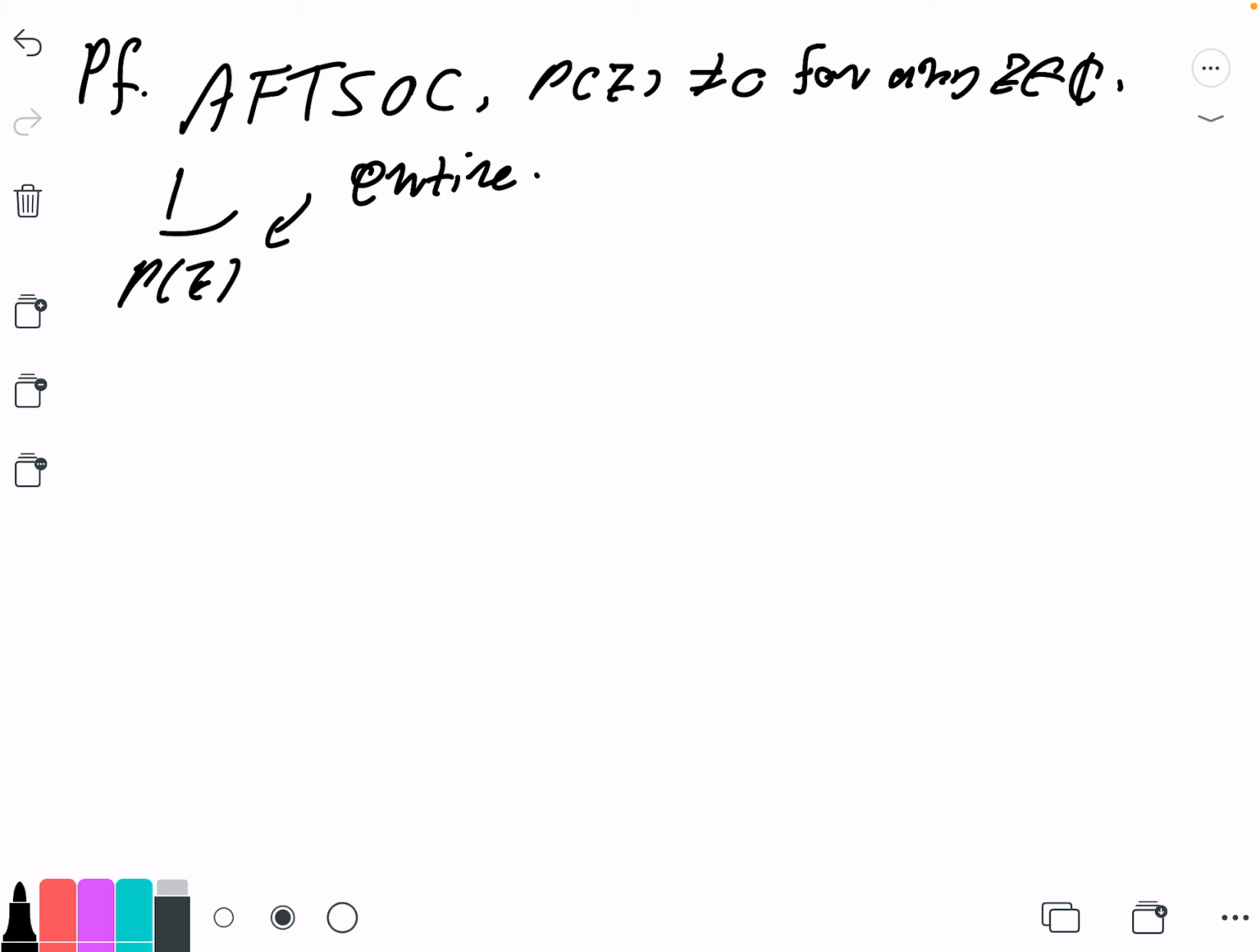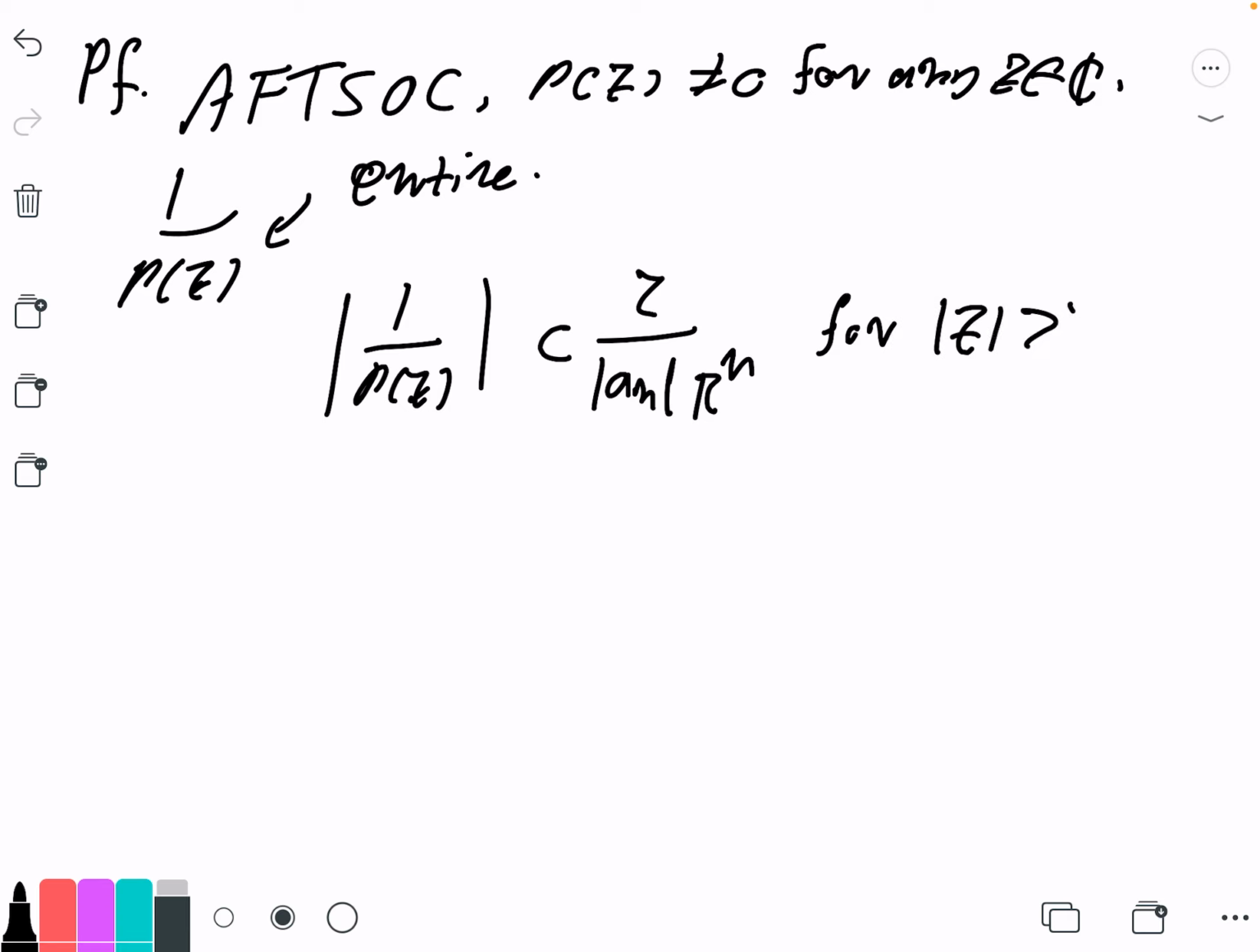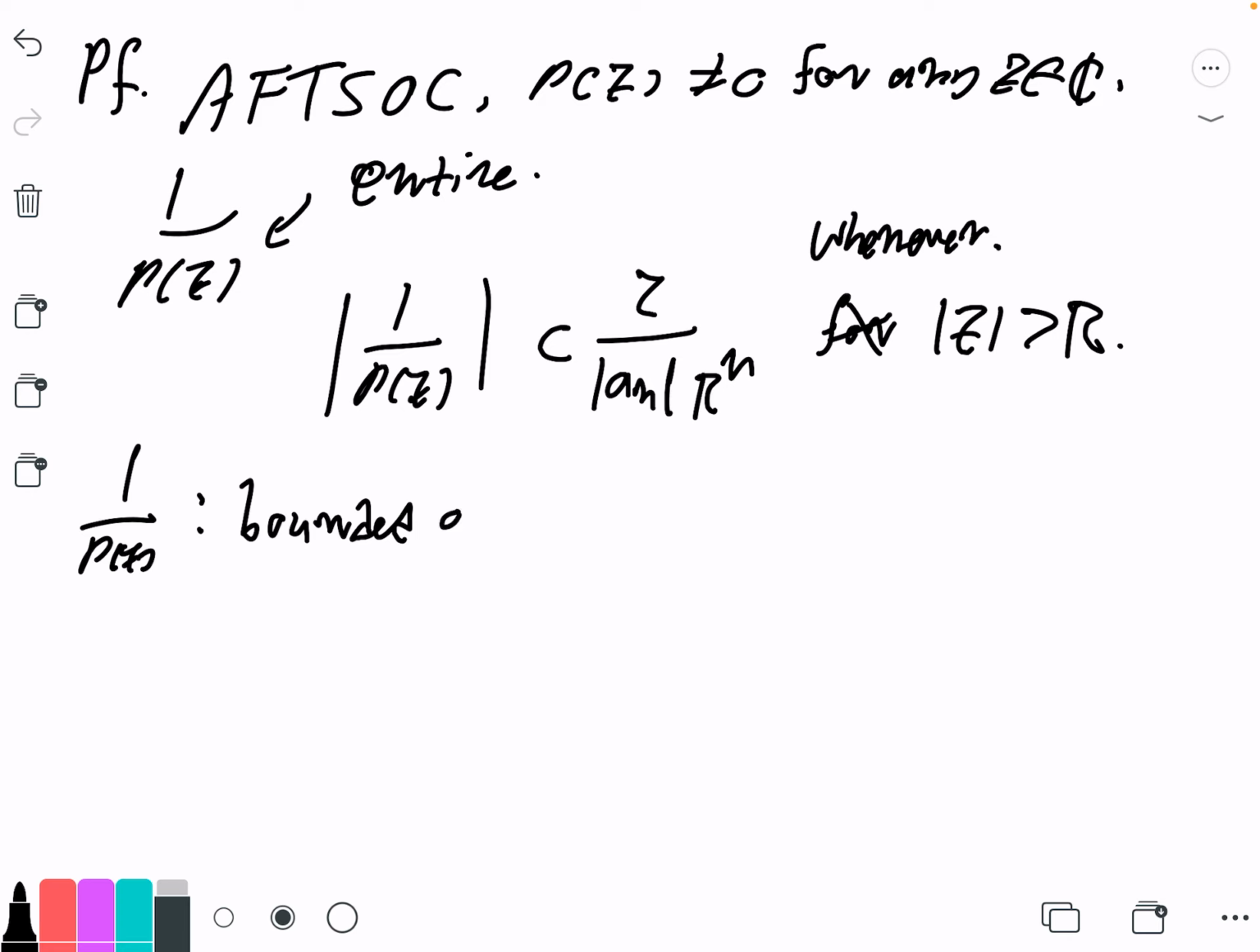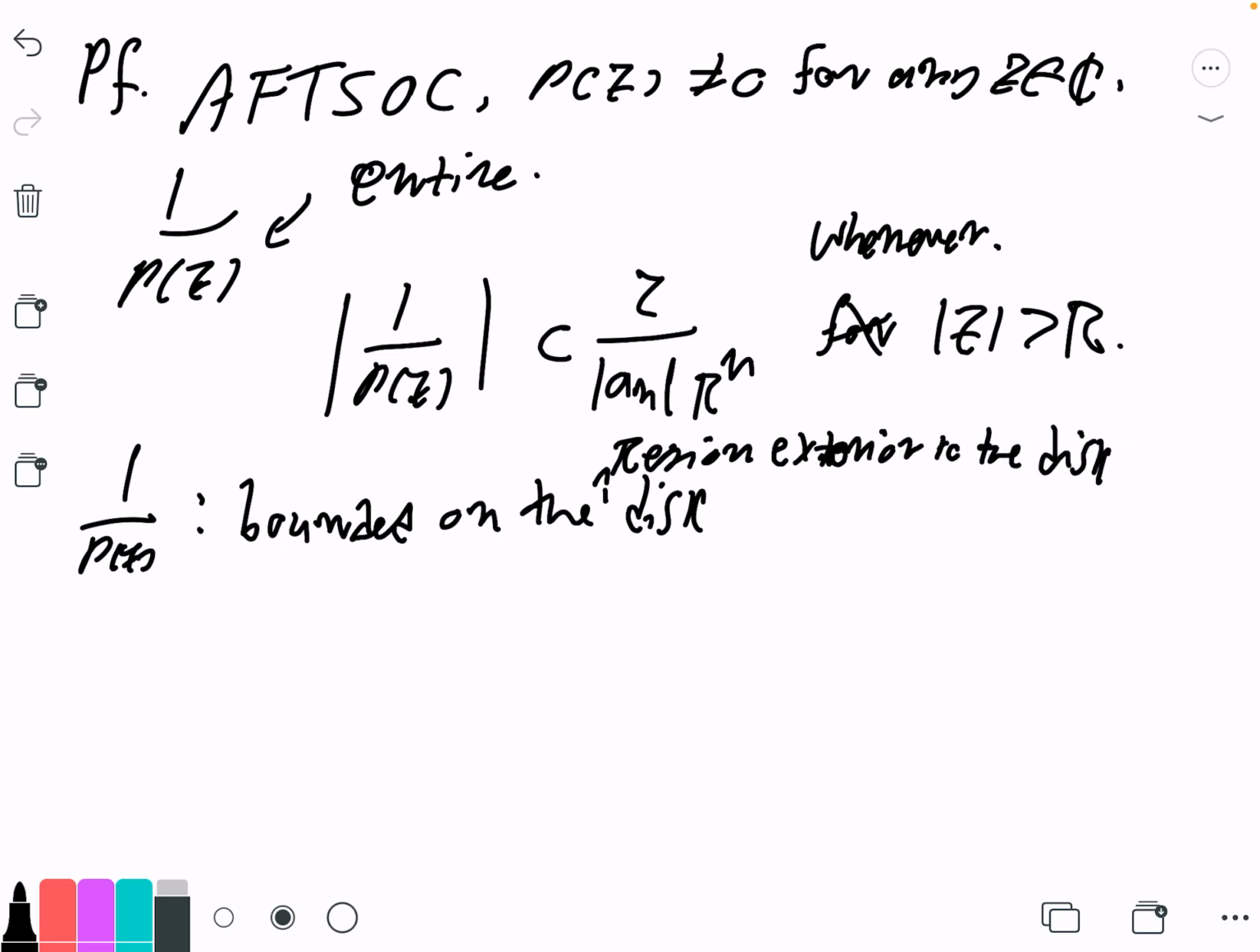So there is a way we can bound the modulus of 1 over P of z for any polynomial. We have that 1 over P of z is going to be less than 2 over modulus of a_n times R^n, for the modulus of z greater than R. So what this tells us is that 1 over P of z is bounded on the region exterior to the disk, where the magnitude of z is less than or equal to R. And P of z is continuous on this disk.